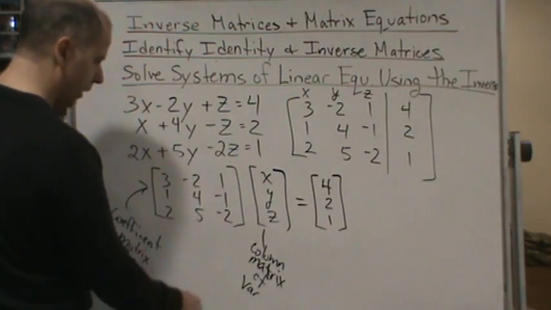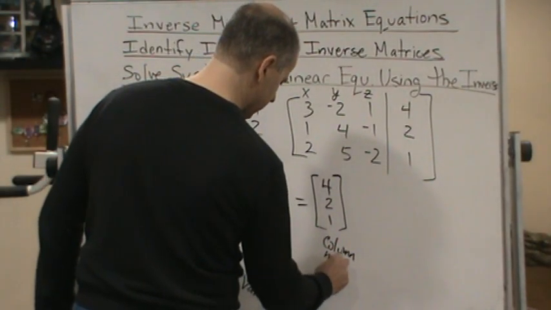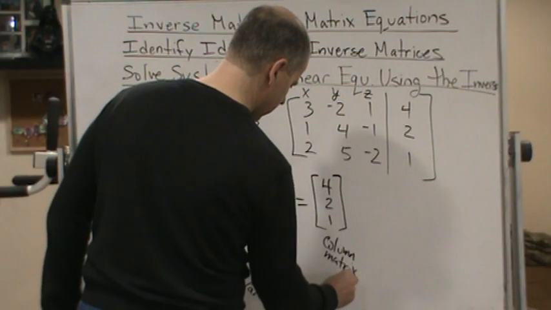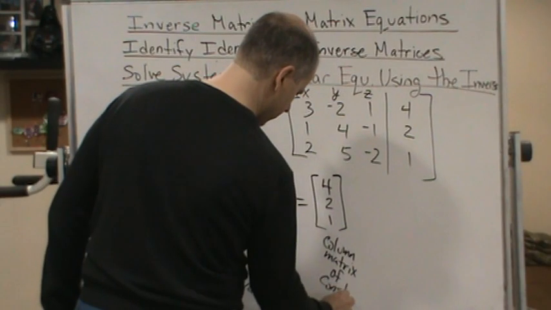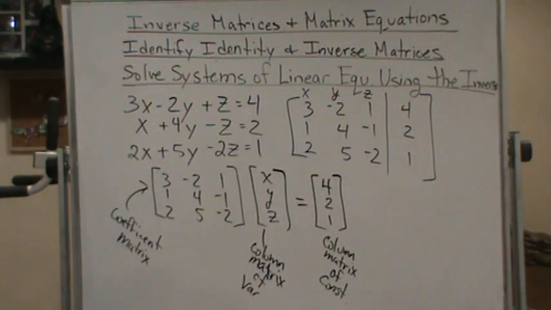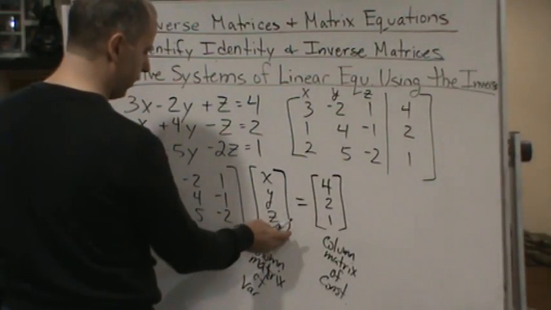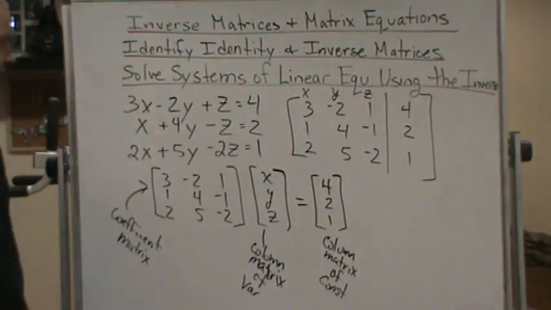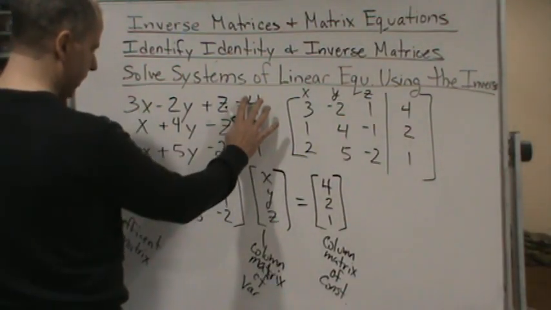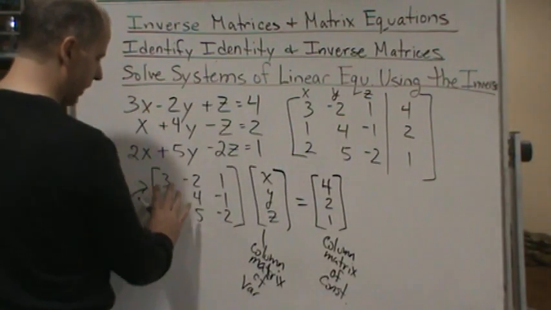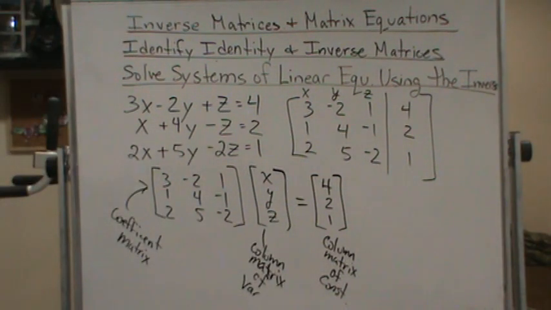Of variables. And then this is a column matrix of constants. Okay, so this is the coefficient matrix, this is the column matrix of variables, this is the column matrix of constants. So that's how we can transform this system of equations into a matrix equation that we can now solve.